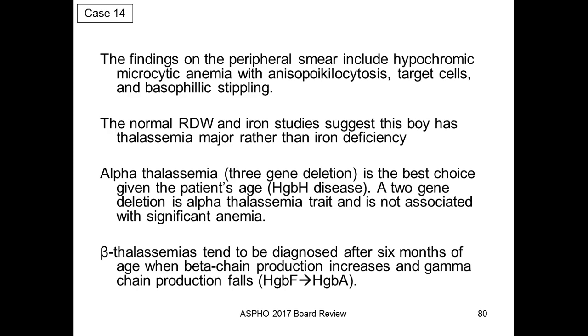It's also known as hemoglobin H disease, and if you did supravital staining after the patient was older than 6 months to a year, you could identify the appropriate precipitates. A 2-gene deletion is alpha thalassemia trait and not associated with significant anemia. So beta thals tend to be diagnosed after 6 months of age when the beta chain production increases and gamma chain production falls.